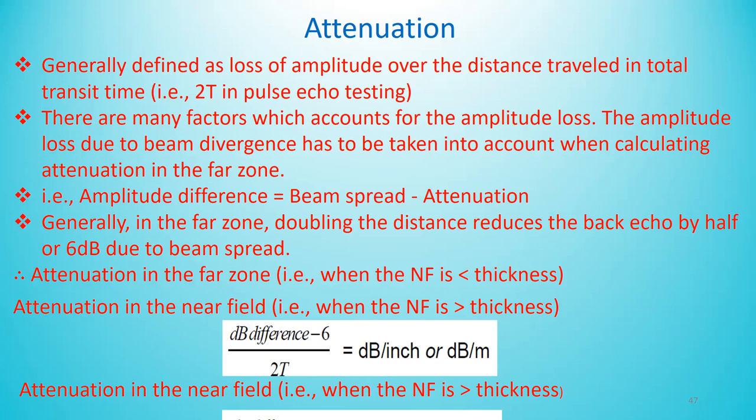Near field is less than thickness, and near field attenuation in the near field. The near field is greater than thickness. dB difference minus 6, divided by 2t, gives dB per meter. This is the dB attenuation in the near field when near field is greater than thickness.